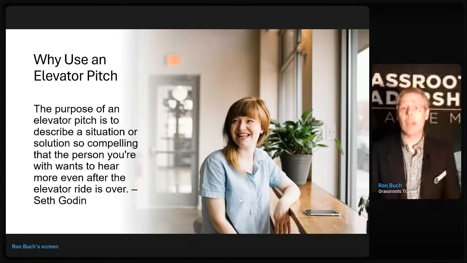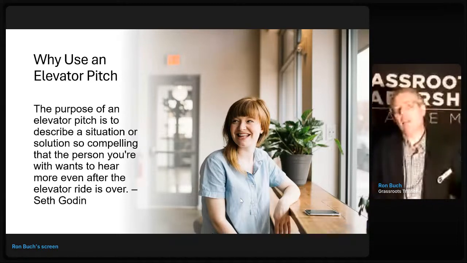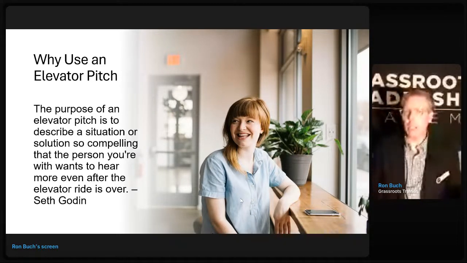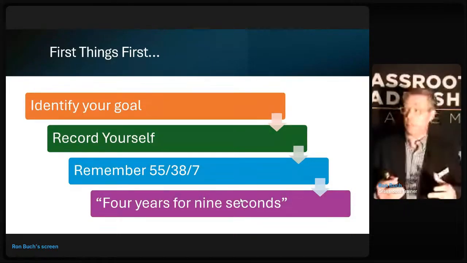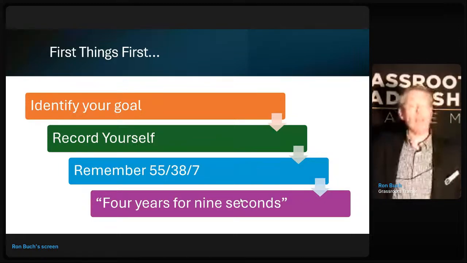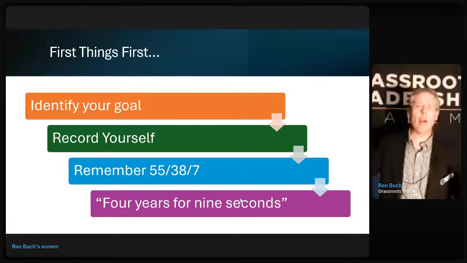That's the elevator pitch. I want to think a little bit about how do we go about designing our elevator pitch. It all begins with identifying our goal. My goal with the elevator pitch is not to collect a large list of people that are going to volunteer for me. Eventually, I'd love to get there. But the reality is that's not the right goal.